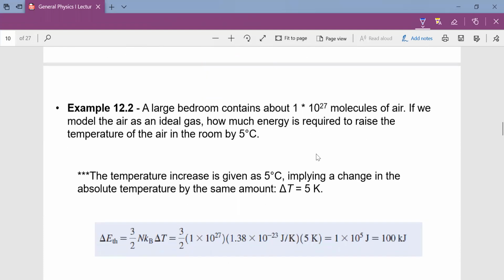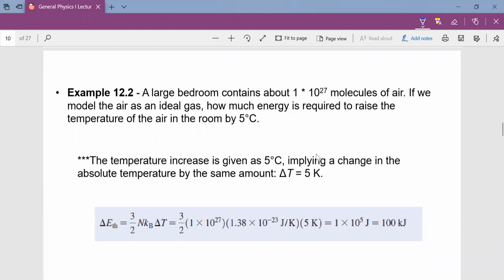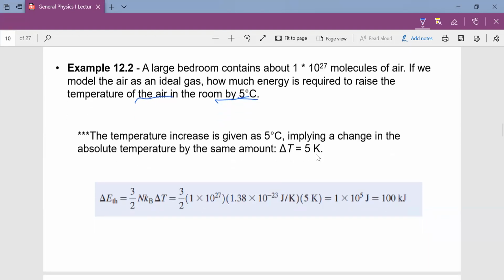So we'll take an example. A large bathroom contains 1 times 10 raised to the power 27 molecules of air. If we model air as an ideal gas, whenever we say that, you know what we mean, right? How much energy is required to raise the temperature of the room by 5 degrees Celsius?